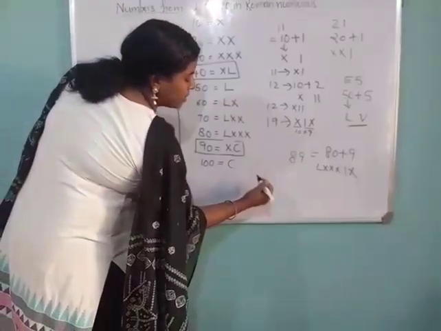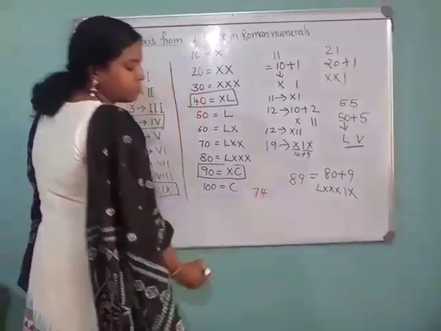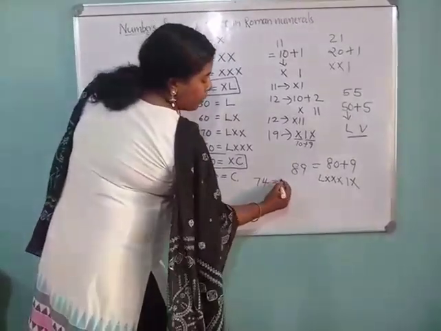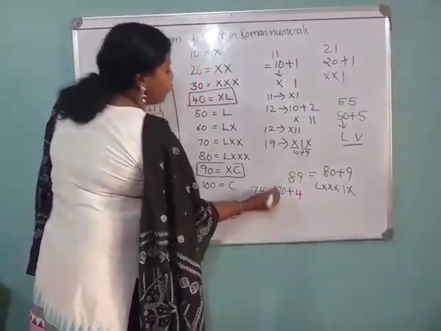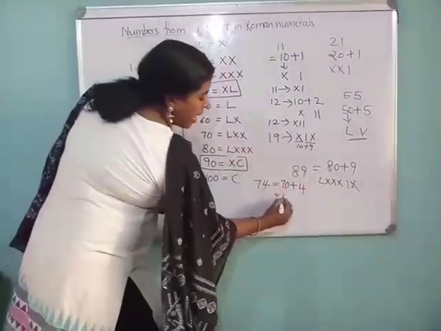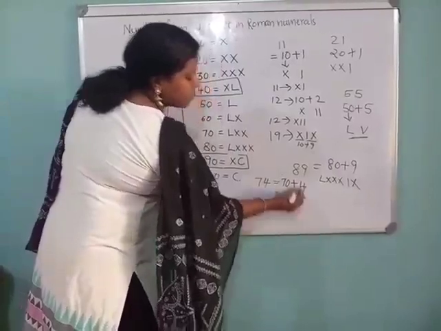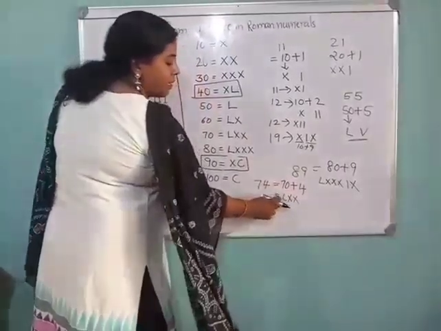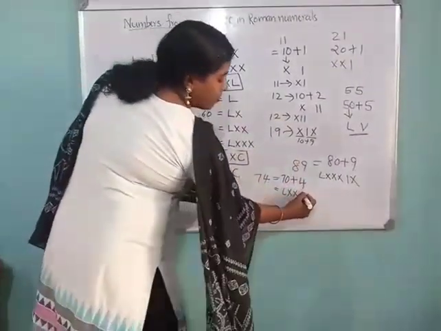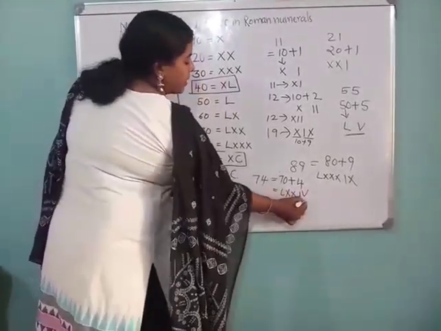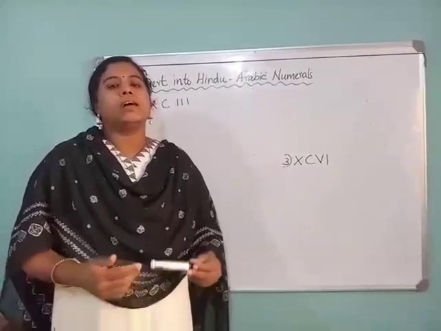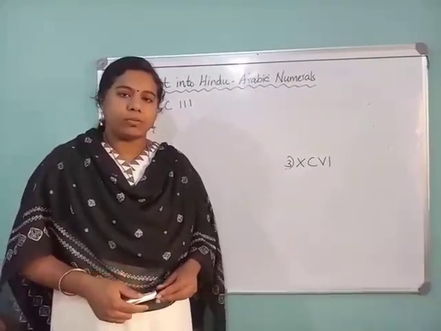Look at another example. If you want to write the number 74. So 74 means 70 plus 4. Symbol for 70: L, X, X. This is the numeral for 70. And for 4, I, V. So 74 we will write like that. So we learned how to write the numbers in Roman numerals.